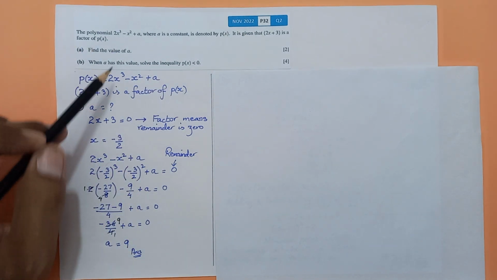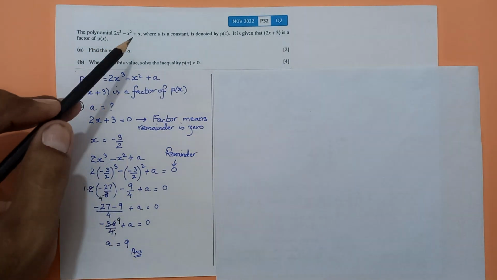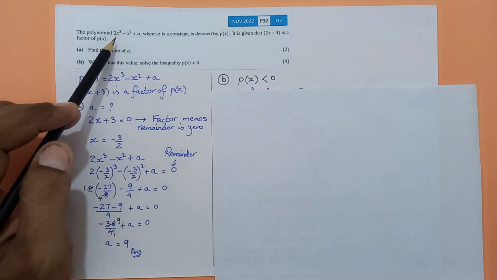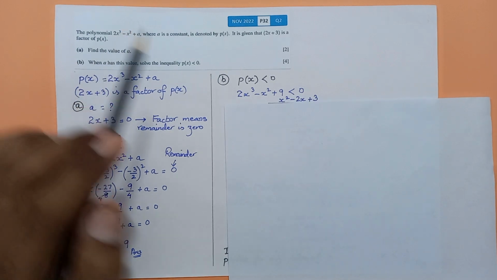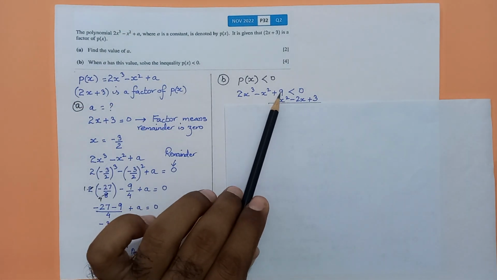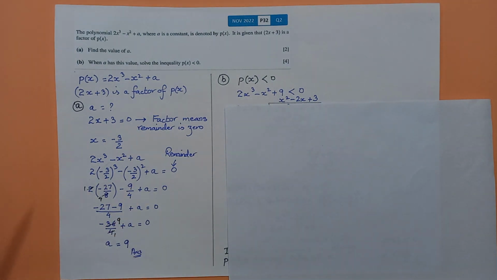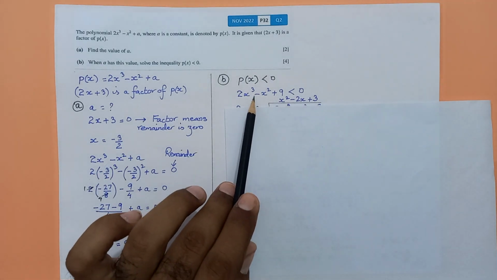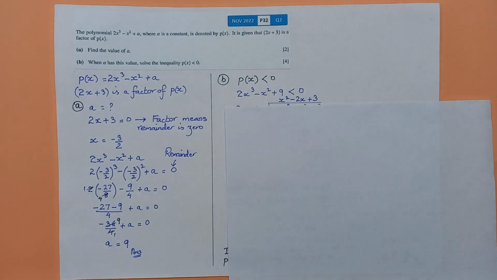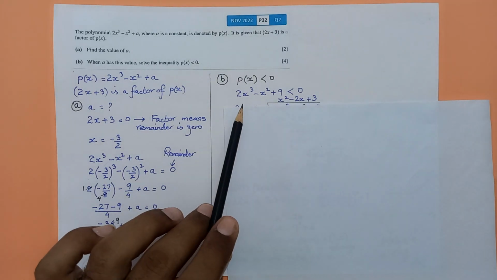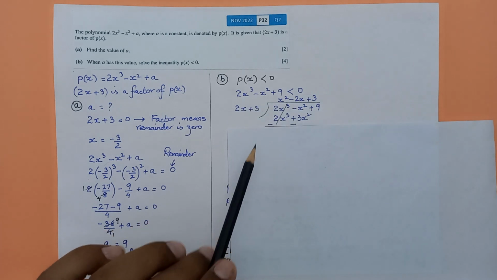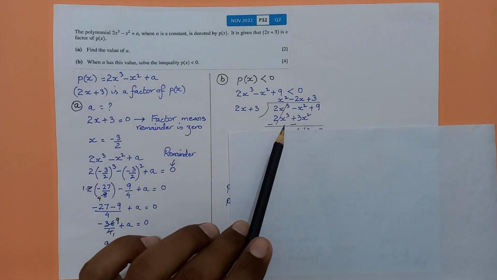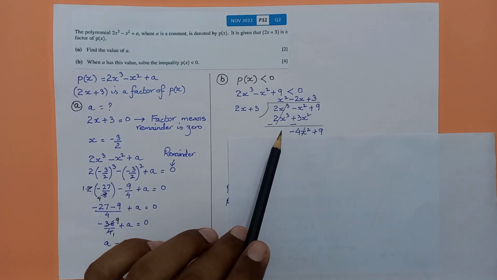According to the question, when a has this value, just place the value of a as 9 in the given polynomial, which is p(x), 2x cube minus x square plus a, and instead of a write 9. In the question they gave us that 2x plus 3 is a factor and it is a cubic polynomial, and definitely we just know one of the factors. In order to find the remaining two factors, or a quadratic factor, definitely go for a division process.